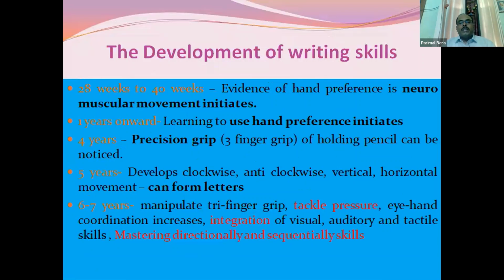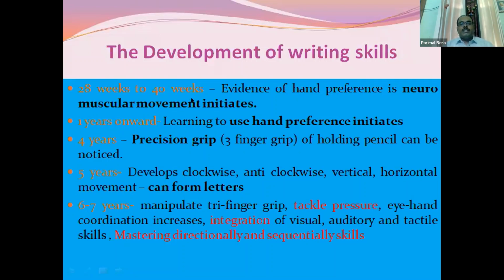So, stages of writing: how the writing develops. Basically here I am trying to give a few, four to five stages. From 28 weeks to 40 weeks, evidence of hand preference in neuromuscular motor movements is initiated. So whether the child will be left-handed or right-handed. That means whether the child's left brain is dominant or the right brain is dominant. It can be identified or initiated basically within 28 weeks to 40 weeks.